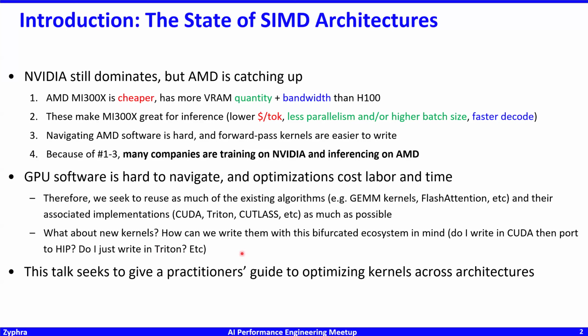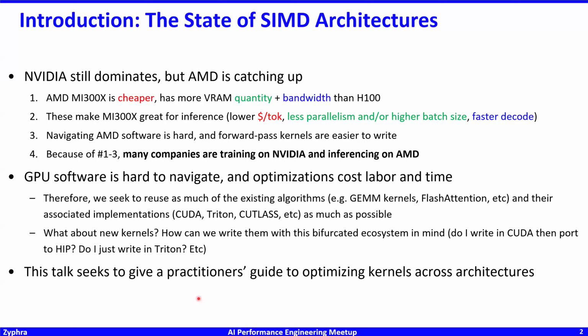What about new kernels? What if I have something like MLA from DeepSeek, this multi-head latent attention? How can we write them with this new bifurcated ecosystem in mind? So how do I write in CUDA and then port to HIP? HIP is AMD's basically version of CUDA. Do I just write in Triton? Because Triton is a generalized language that compiles down to GPU assembly code for NVIDIA and AMD and so on. Or at least that's what they advertise. Can I do that? And so on.